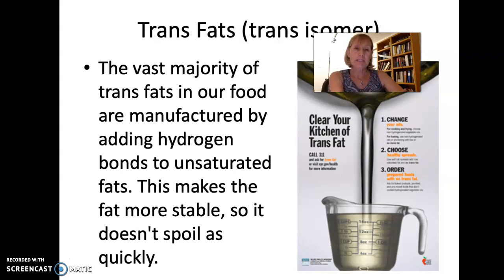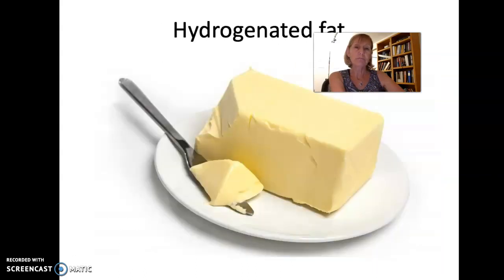So if we took an unsaturated fat and blasted extra hydrogen into it, then it would take on that extra hydrogen and it would become solid at room temperature. So you have some of those frostings on some of those cupcakes that are originally oils that they have saturated in order to make them solid at room temperature. Margarines do that too.